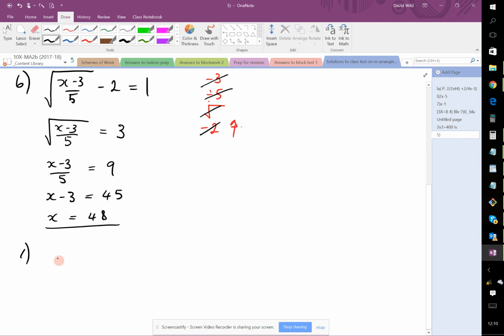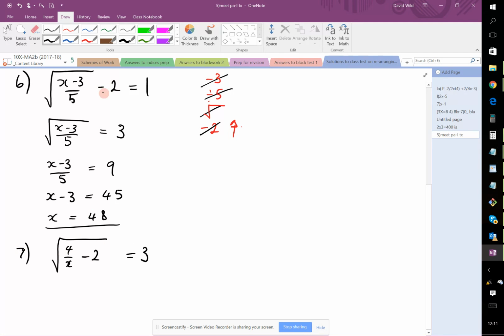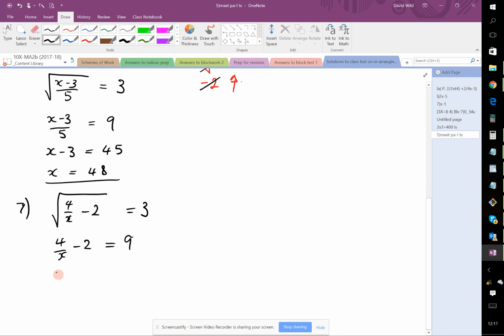Question 7. Square root of 4 over x, minus 2 equals 3. Now this one is slightly different from question 6 because this time we haven't got this extra sort of term here. So if we do the construction, well, first of all, it's a bit more difficult because the x is on the denominator. We could do it with the construction method, but it's easier just to square both sides, add 2 to both sides.